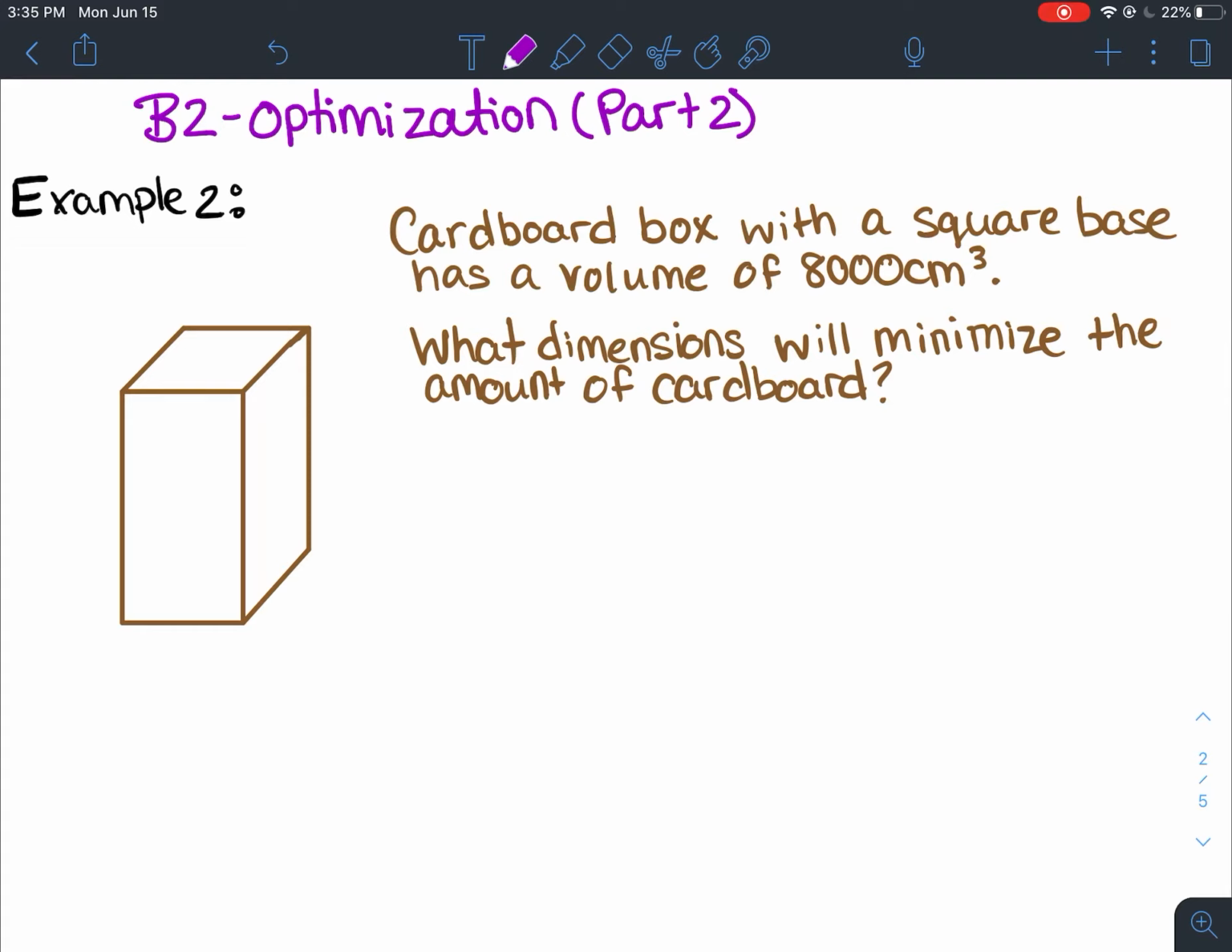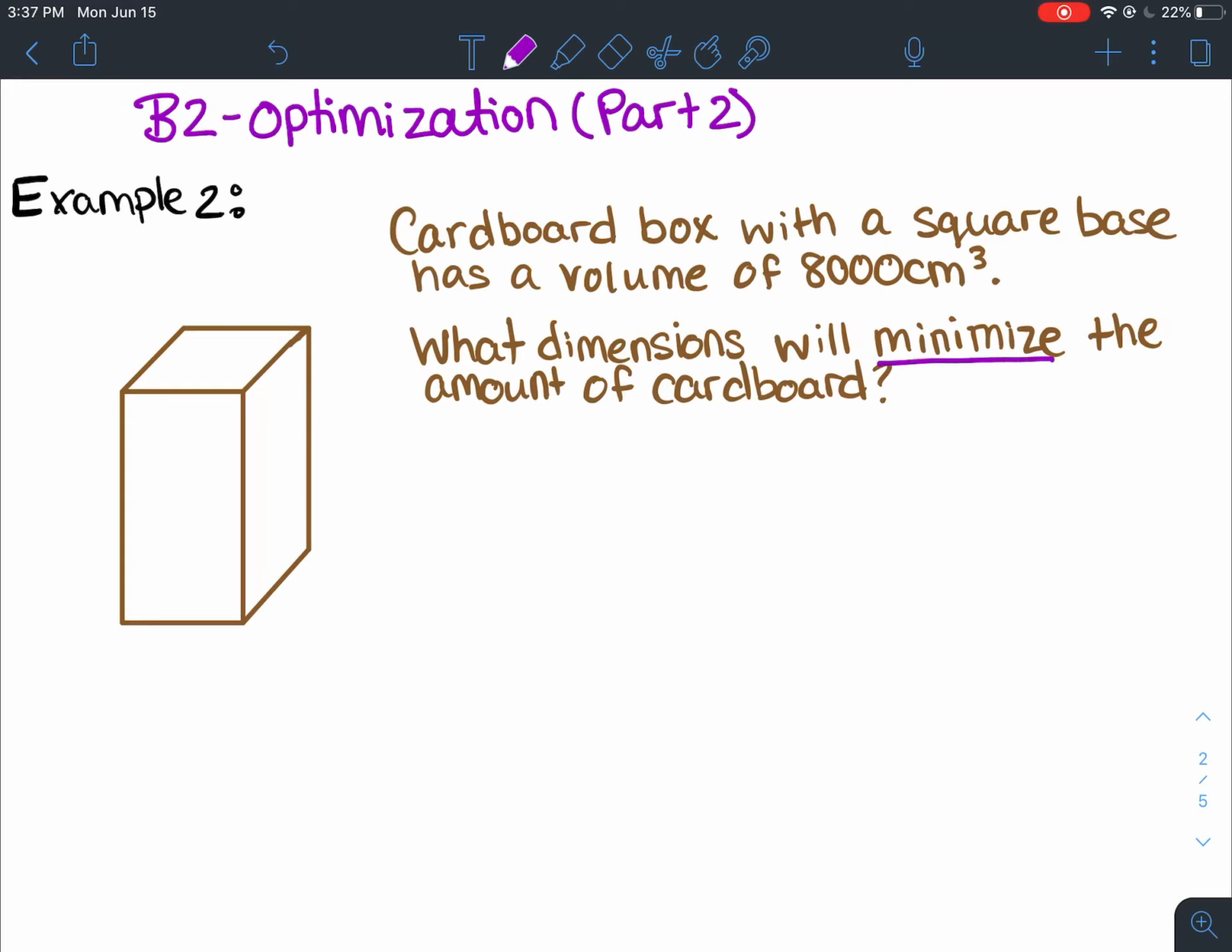Okay, so we have a cardboard box. It has a square base and it has a volume of 8,000 centimeters cubed. What dimensions will minimize the amount of cardboard? Okay, cool. So the first step I would take is we want to minimize the amount of cardboard. So that to me is telling us that we want to minimize the surface area of this box.